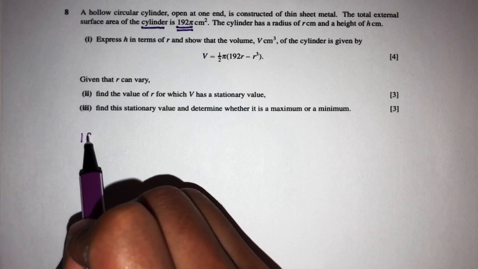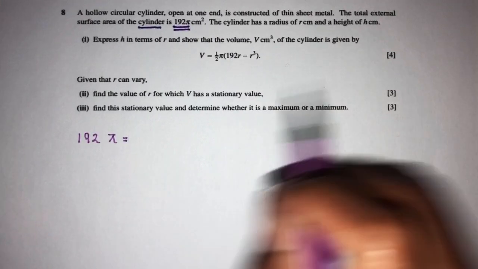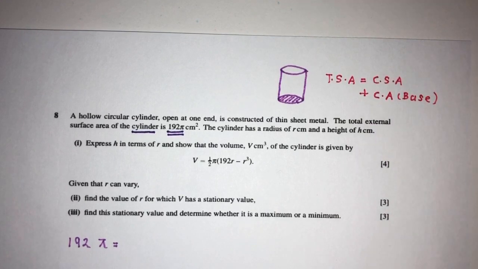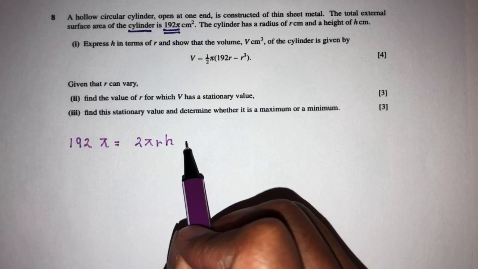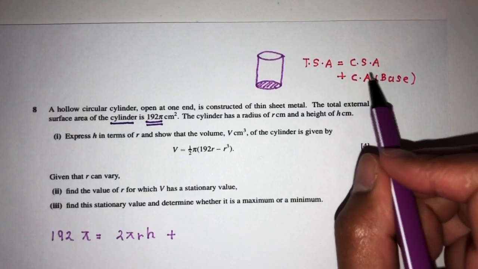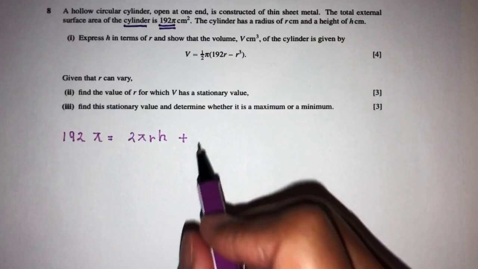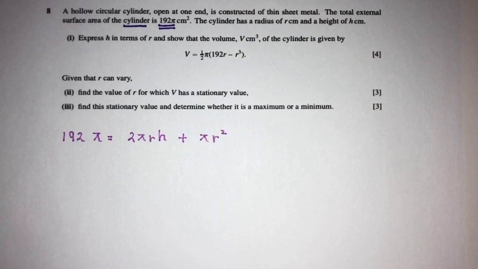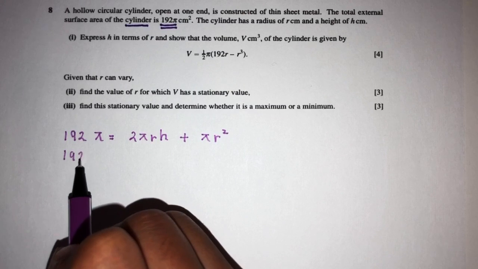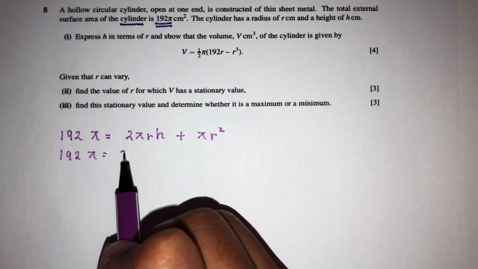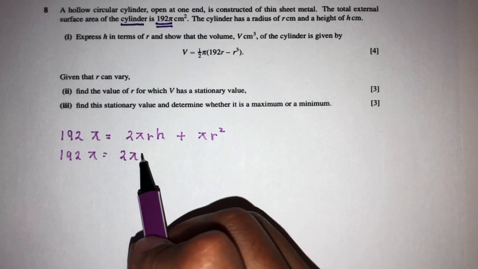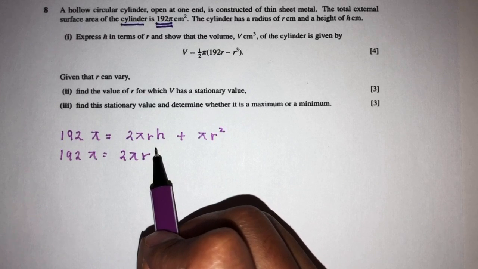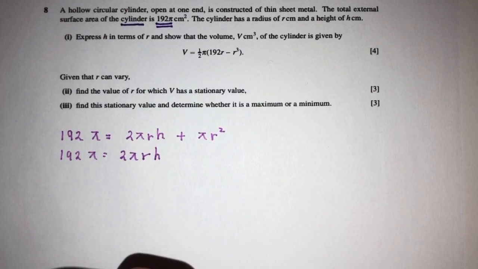So let's write this down. We have 192π is equal to the curved surface area. We have to know this formula. That will be 2πrh, and then plus the area of the circle at the base. The area of a circle is πr squared. So now we just have to replace and try to solve this step by step. Here we have 192π is equal to 2πrh plus πr squared. The radius we don't know, and h we don't know as well. Very interesting. So there's many things we don't know in this question.